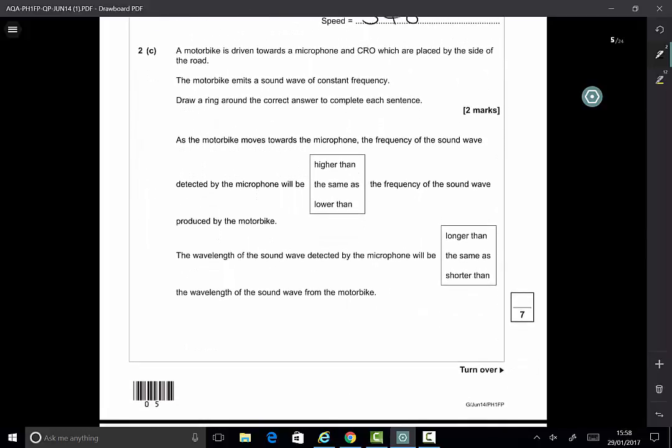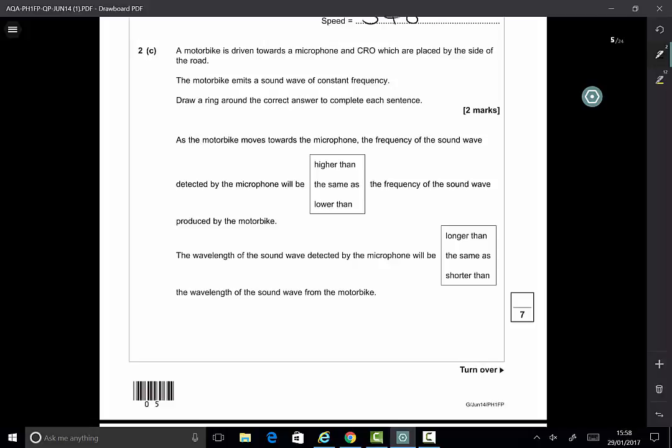Okay, a motorbike is driven towards a microphone and CRO which are placed by the side of the road. So we've got a moving sound source. As soon as you've got a moving source of waves, you should be starting to think about the Doppler effect. The motorbike emits a sound of constant frequency.